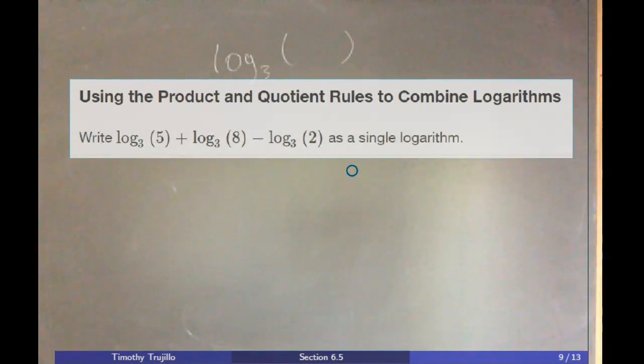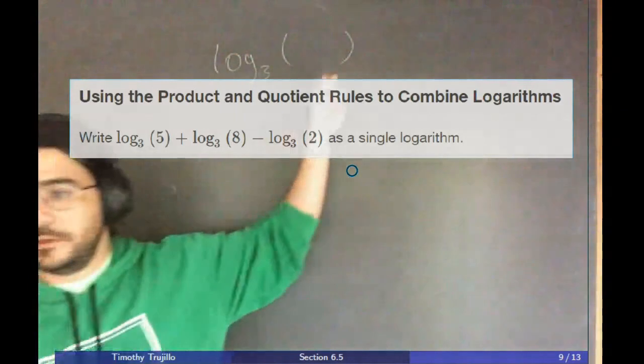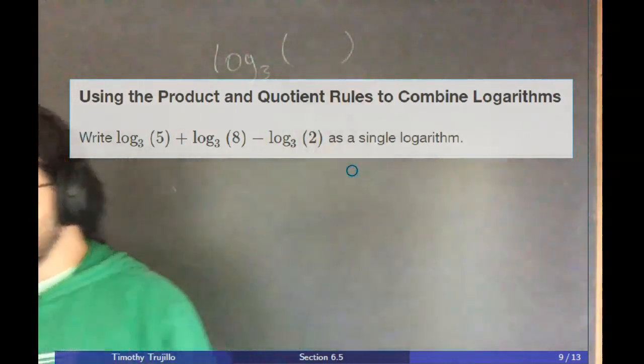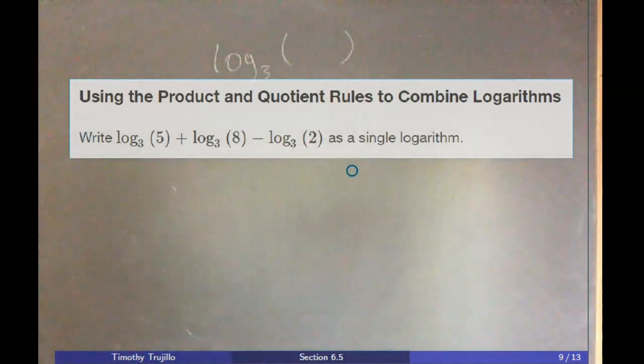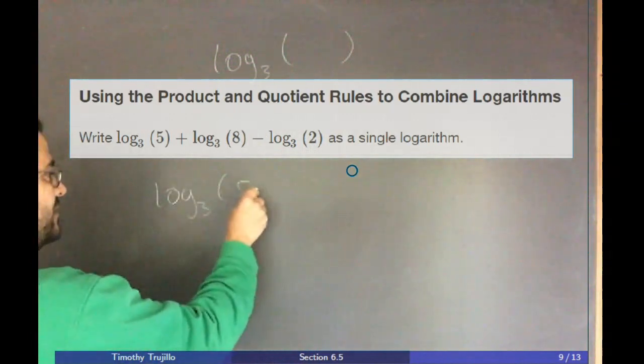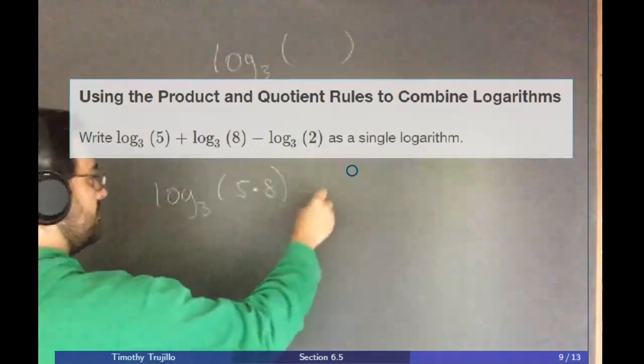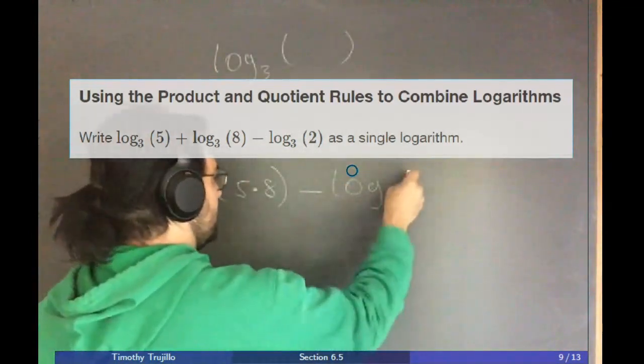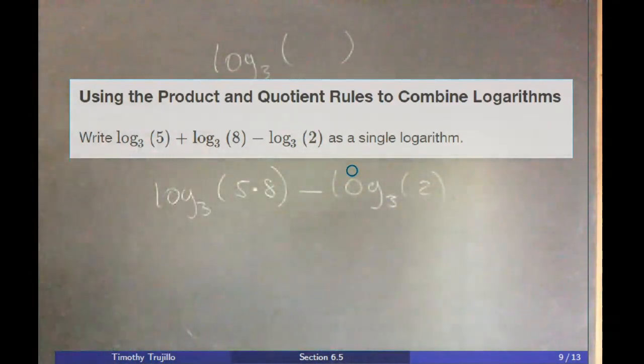All right, so let's hear it. What do we get here, guys? Yeah, it's going to be 20, right? How do we know? Well, it's going to be log base 3 of 5 times 8 first, minus the log base 3 of 2. That's just using the product rule.